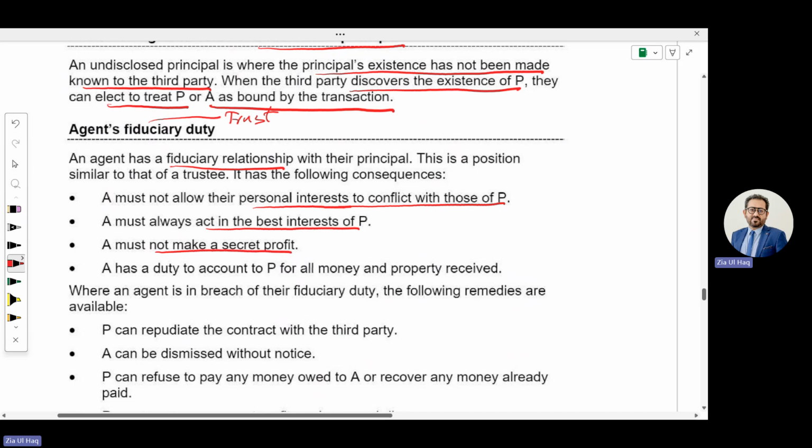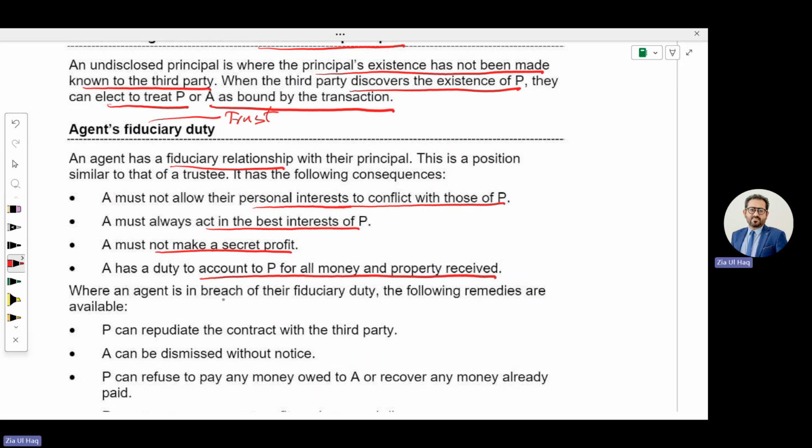The agent must not make a secret profit. If there is any extra profit, you need to disclose it. Though you are paying the normal profit that belongs to the principal, if you gain something for yourself, you need to disclose it to the principal. The agent has a duty to account to the principal for all money and property received. While performing a transaction on behalf of the principal, whatever property or money he has received, he needs to disclose everything to the principal. There shouldn't be any hidden things. So he should avoid conflict of interest, work in the best interest of the principal, disclose secret profits, and communicate all the property and money to the principal.